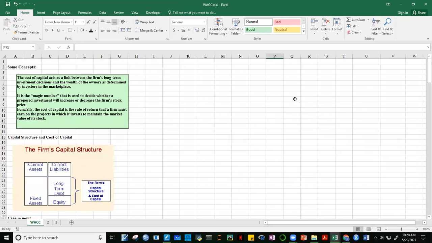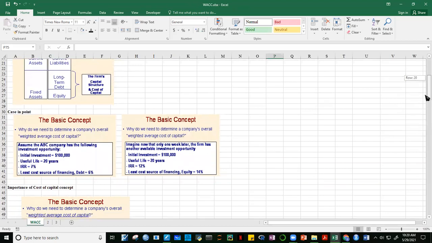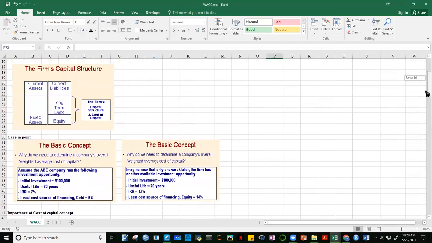Remember that when we were computing for capital budgeting, gumagamit tayo lagi ng weighted average cost of capital. So paano ba kino-compute yun? This is a lesson on the basic computation of weighted average cost of capital.